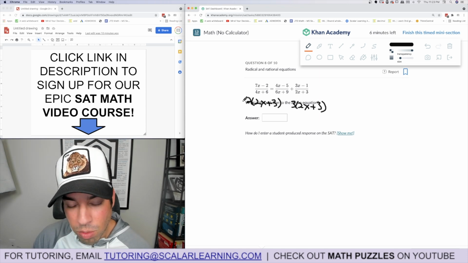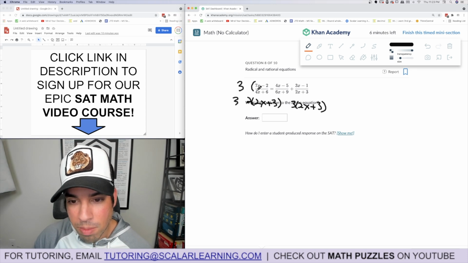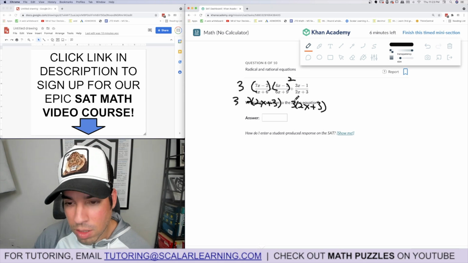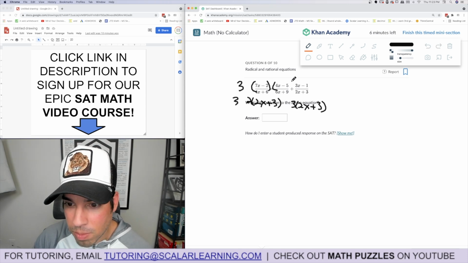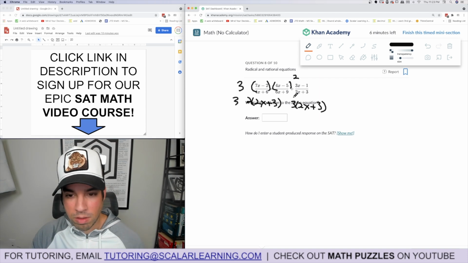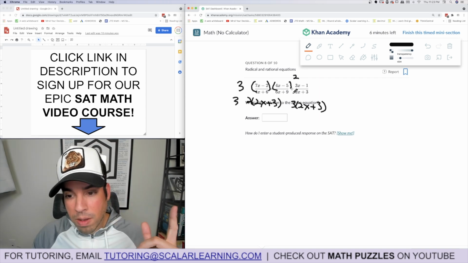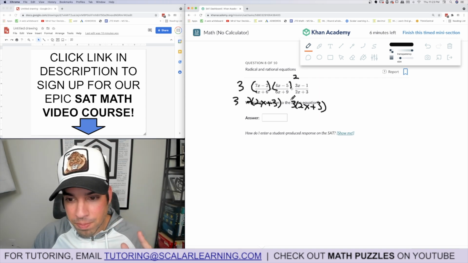So if I multiply this one by 3 and 3 on the top, right? Multiply this one by 2 and 2 on the bottom. Hold on, I kind of messed up. You see what I'm doing? Wait a minute. Hold on. Yeah, sorry. 2 and 2 on the bottom.